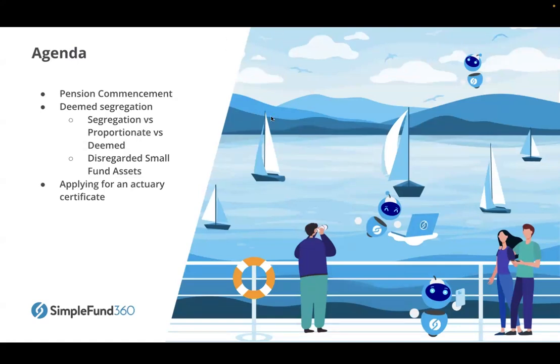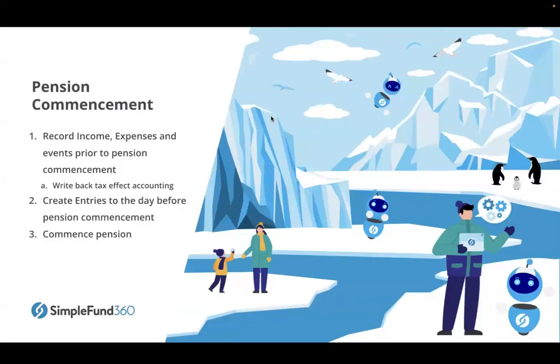Okay, so let's start with pension commencement. When you're processing a pension commencement, the actual act of changing a member into pension in the software is quite simple. However, there are a set number of prerequisites, I would say, that we advise all users to follow. The reason for these prerequisites is to ensure that when you start a pension in the program, you're getting the most accurate member balance possible for your members before you start a pension.